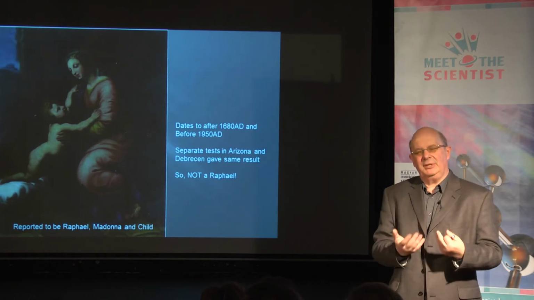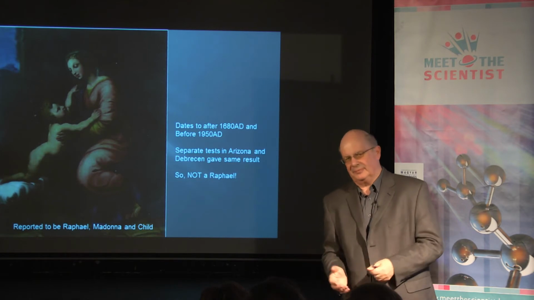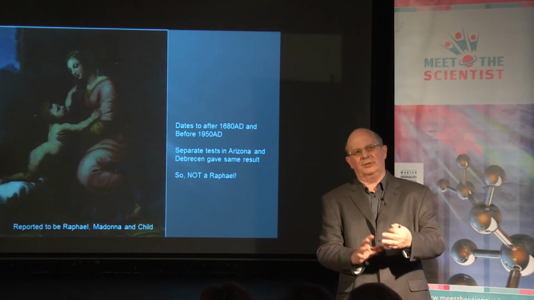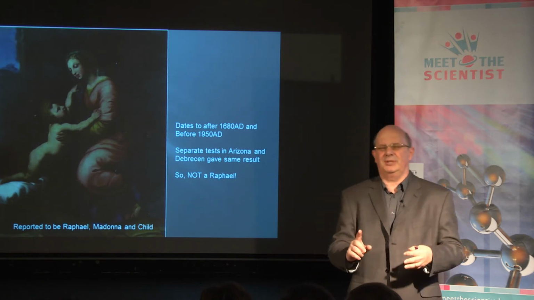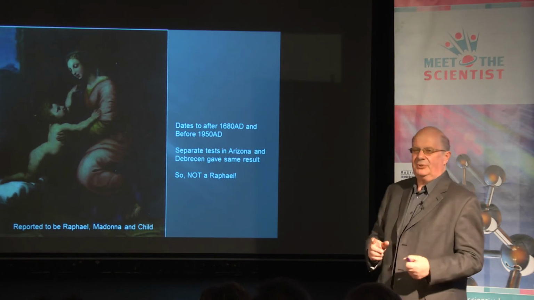Another thing that happens to me because we do radiocarbon dating is somebody comes with a famous painting. This is one that they dated in Tucson. They didn't like the results, so they came to Debrecen. It's quite interesting that they did that. And in both cases, the results are the same.